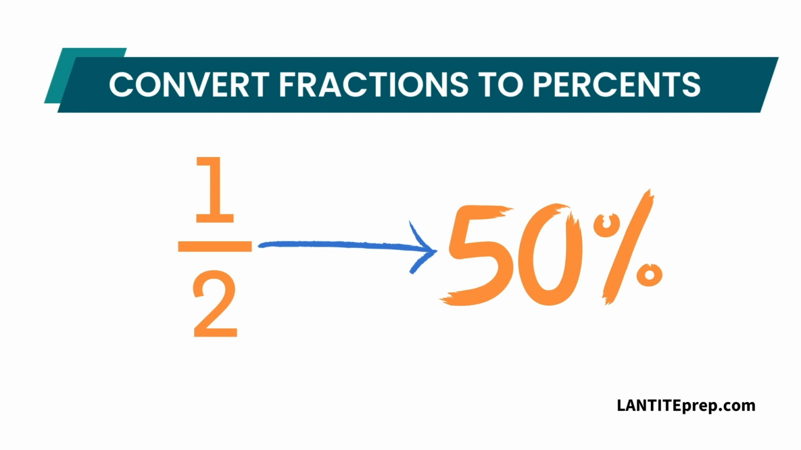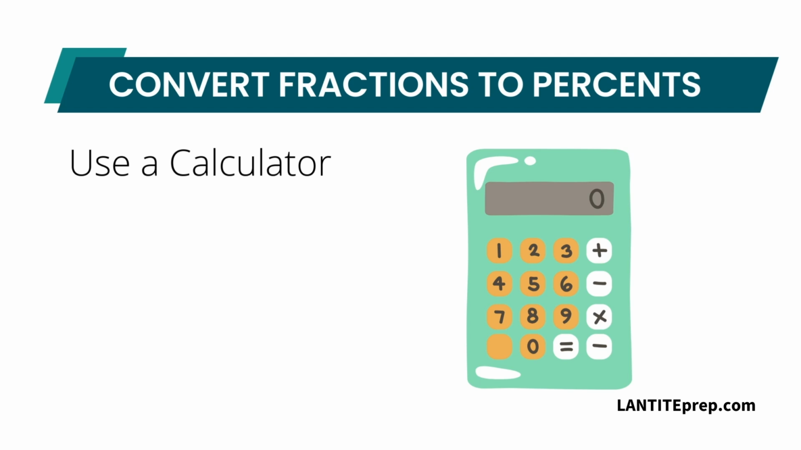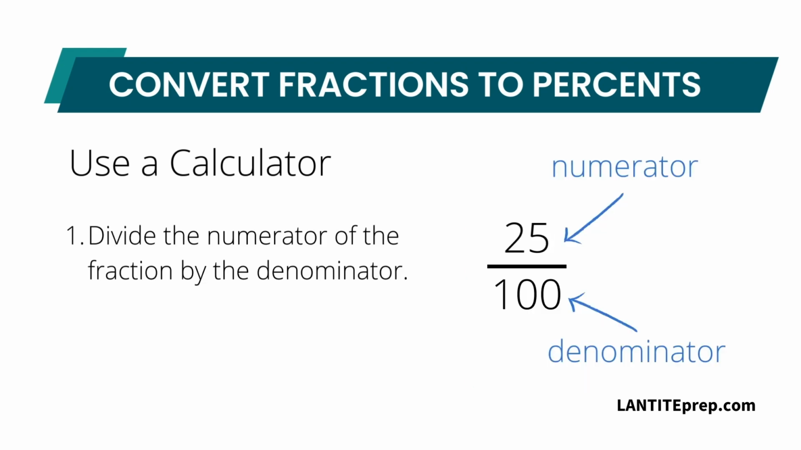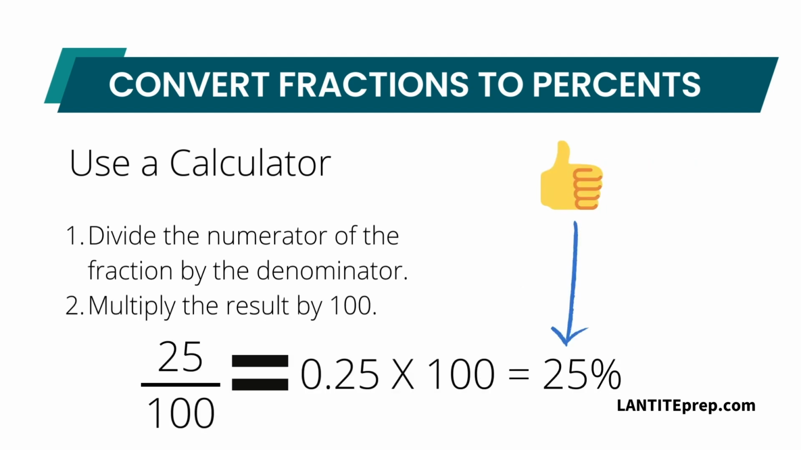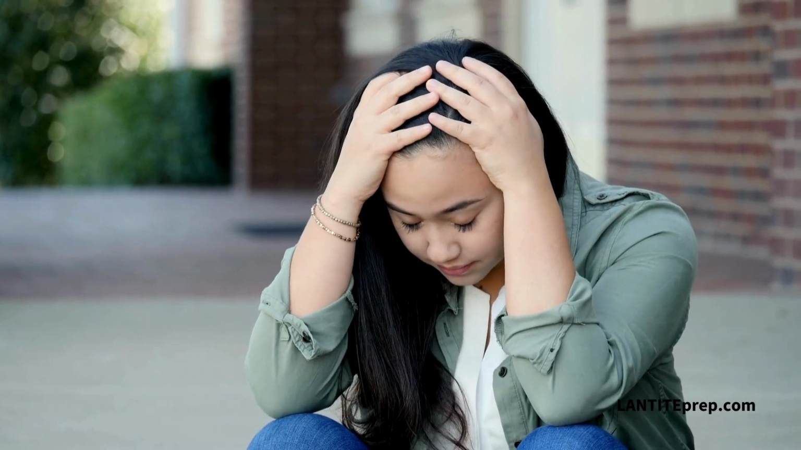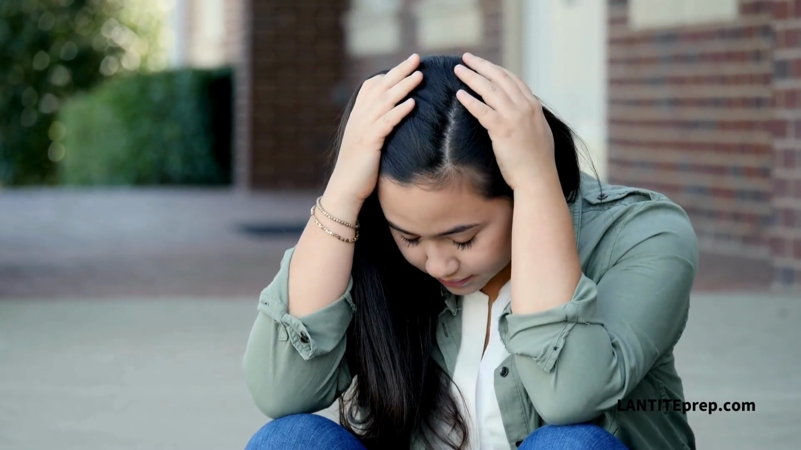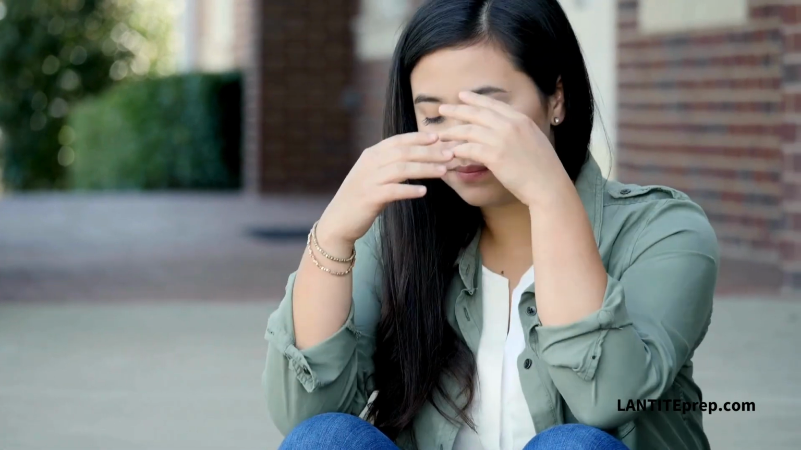Now, the most simple way is to use a calculator. In case on exam day, the question provides you with an on-screen calculator, use it by simply dividing the numerator of the fraction by the denominator. Then multiply the result by 100 and you'll get the percent. Pretty easy, right? But what happens if there's no calculator allowed on this question? Well, no need to stress because you've got this.